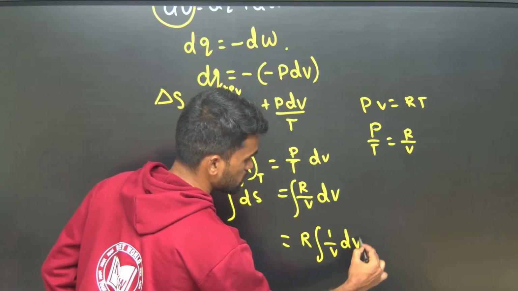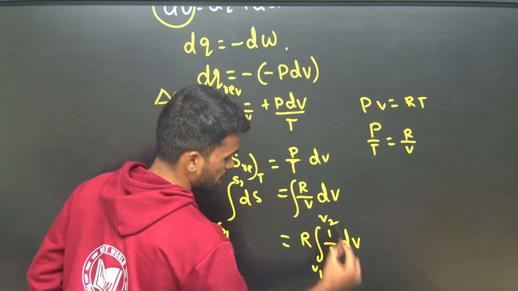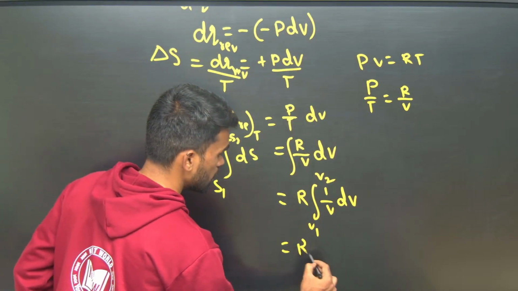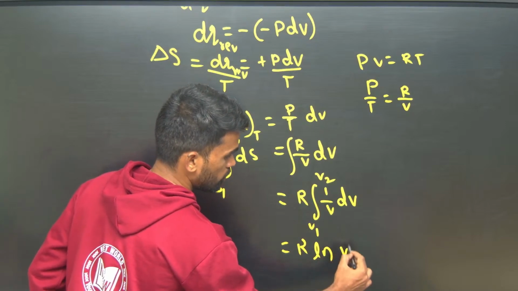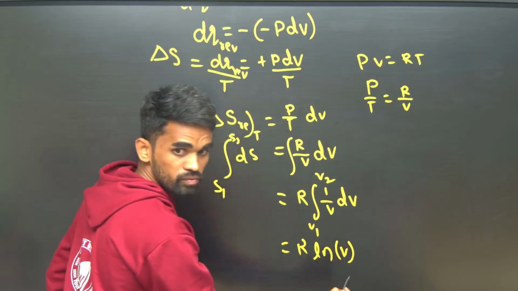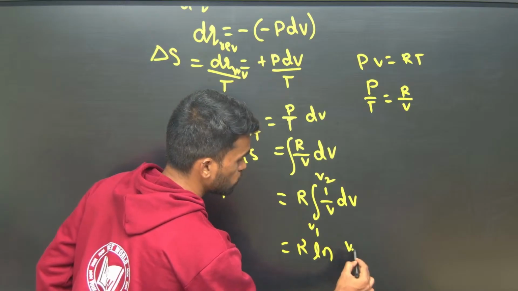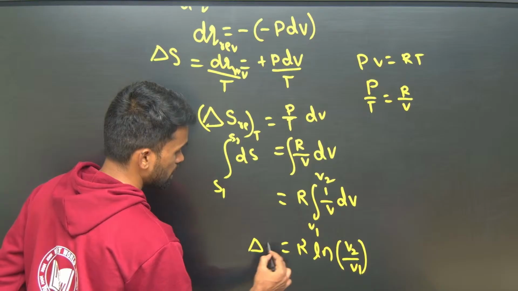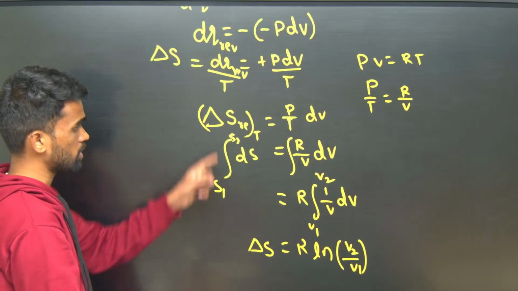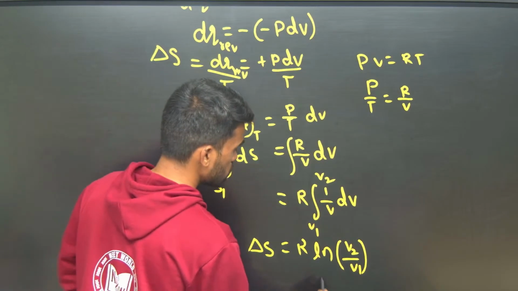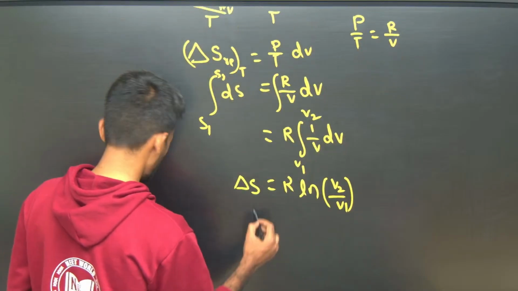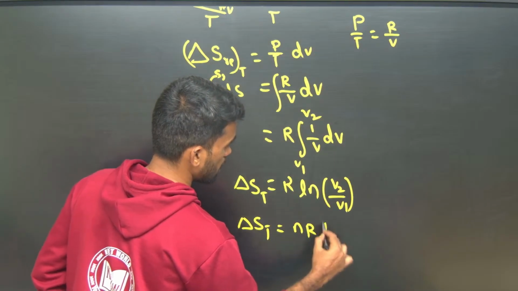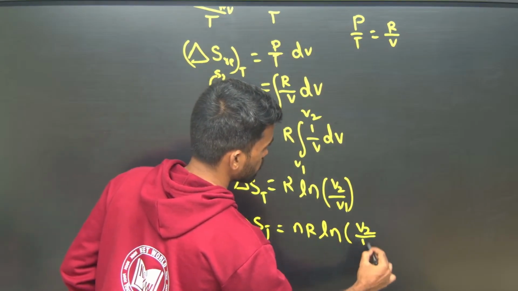The integral of 1 by x dx from V1 to V2 is ln x. So from that we get R into ln V2 minus ln V1, so I can write ln V2 by V1, by substituting upper and lower limits. This is for 1 mole. For n moles it will be nR ln V2 by V1.